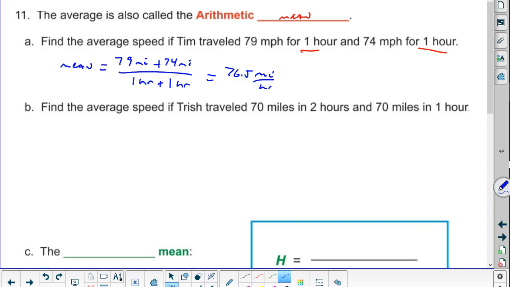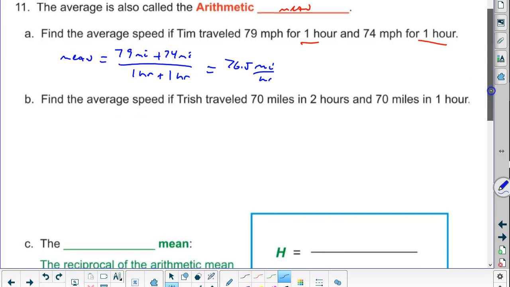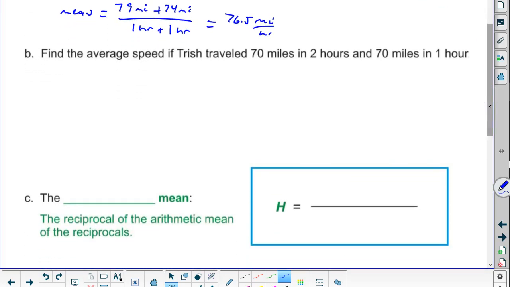All right, well, what would you get on B? Would you do 70 plus 70 divided by 2 is 70, and the answer to the mean is 70? Well, that's not going to work, because he went 70 miles in 2 hours. So if you're going to do the mean, you got to go 70 miles plus 70 miles, but you got to go over 2 hours plus 1 hour. I'm trying to show you the more complex ones because the bottom units aren't 1.